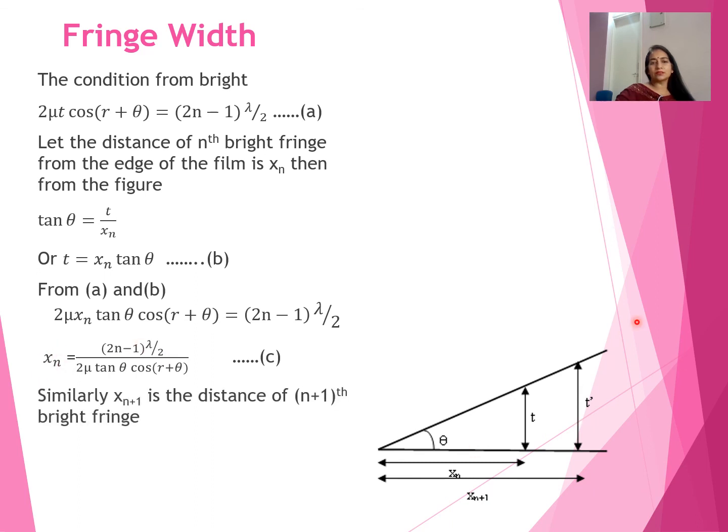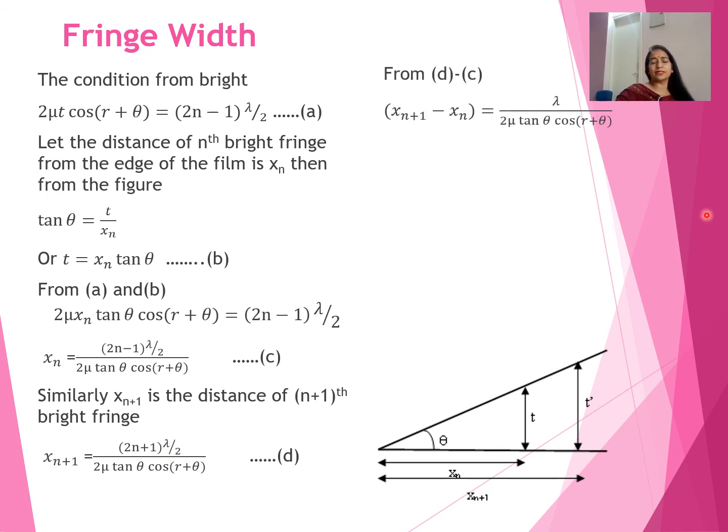For the (n plus 1)th fringe, n is replaced by n plus 1. So x(n plus 1) equals (2n plus 1) lambda by 2 upon 2 mu tan theta cos(r plus theta). Here 2n plus 2 minus 1 gives 2n plus 1. So the difference x(n plus 1) minus xn equals lambda upon 2 mu tan theta cos(r plus theta).